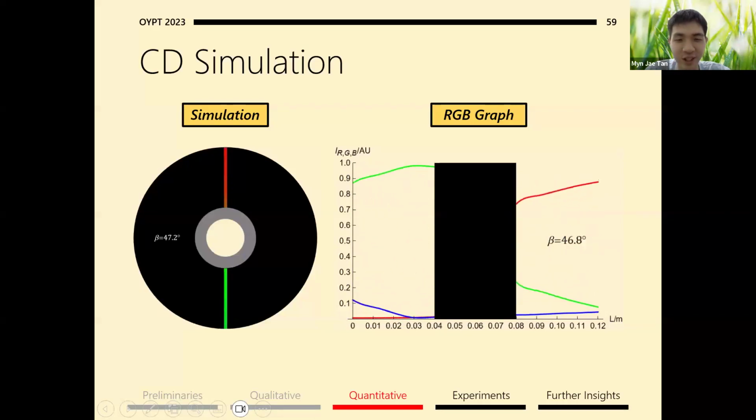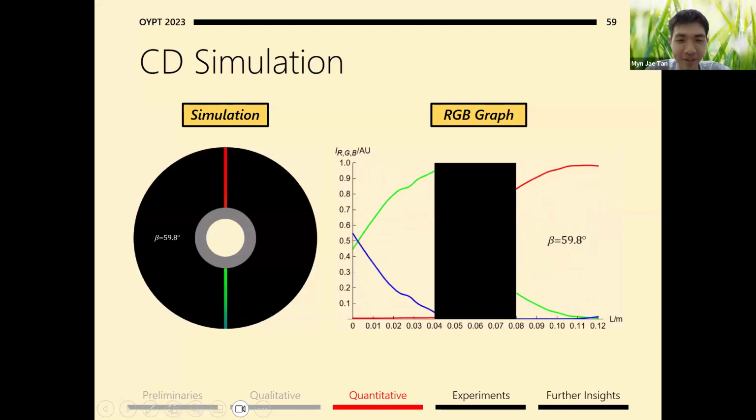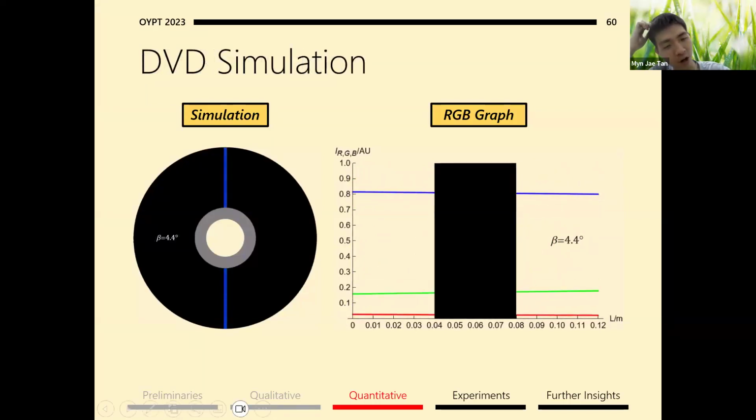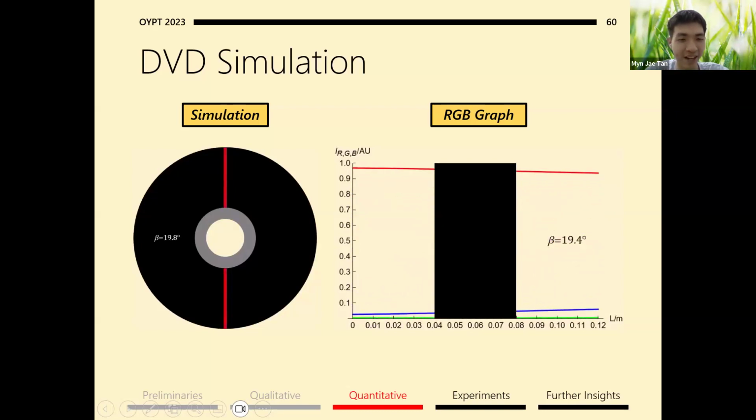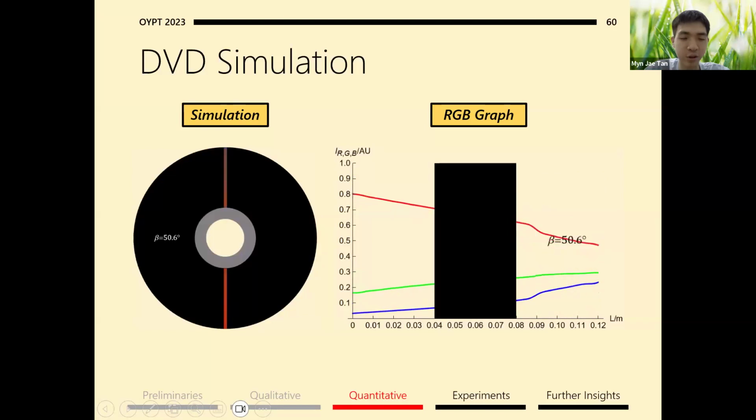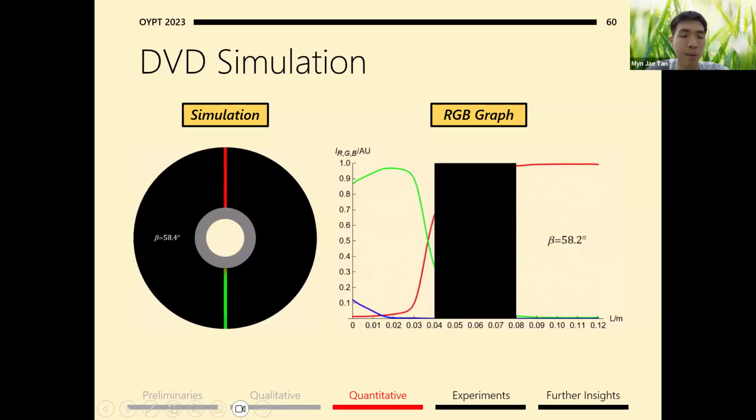Let the video finish running first. The same also applies for the DVD. You see it changes from a blue color to a purple color, then a red color, and so on. You also notice that if we increase the third angle, the graph appears to shift towards the right. This corresponds to the line appearing to shift upwards.